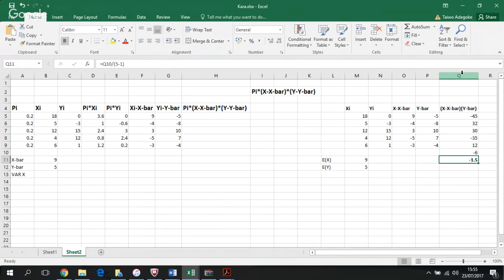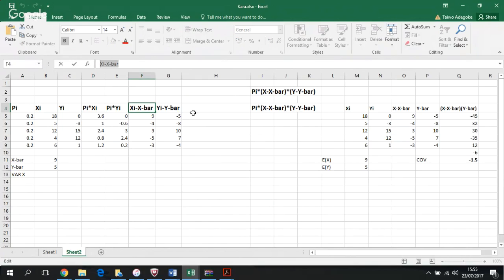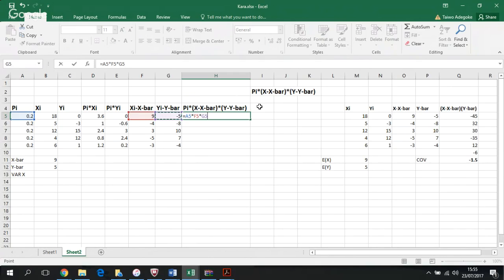So this is the covariance, which is the addition of this divided by 5 minus 1. But wait, there's still one thing we have to do. We have to come here and multiply them. We can just multiply them together. This is this multiplied by this, right? All right, I get this. We can go on to the next thing.